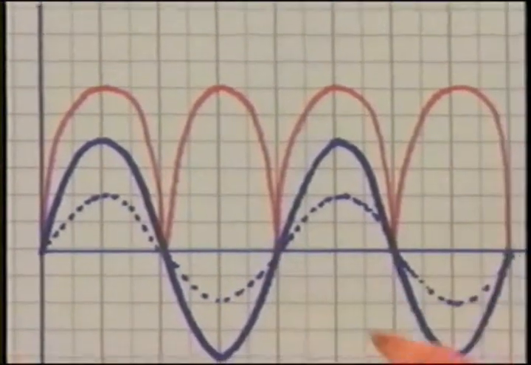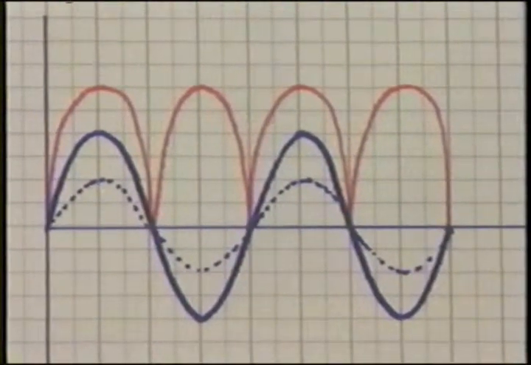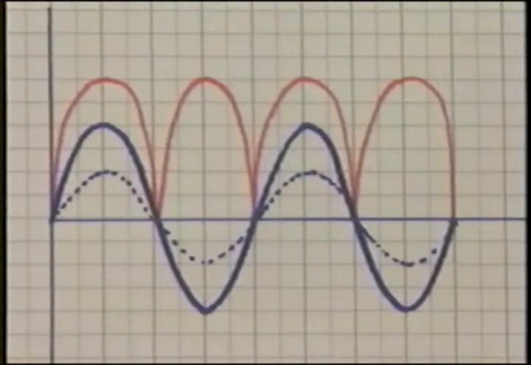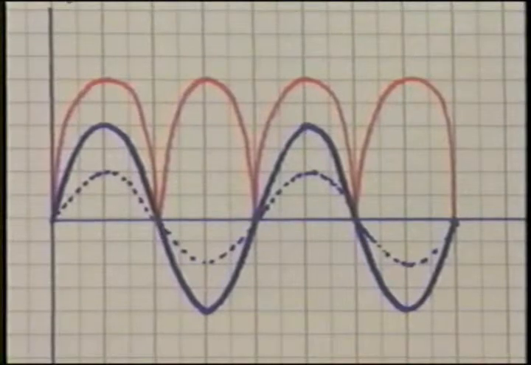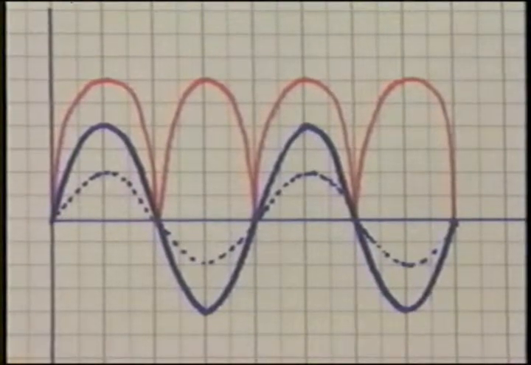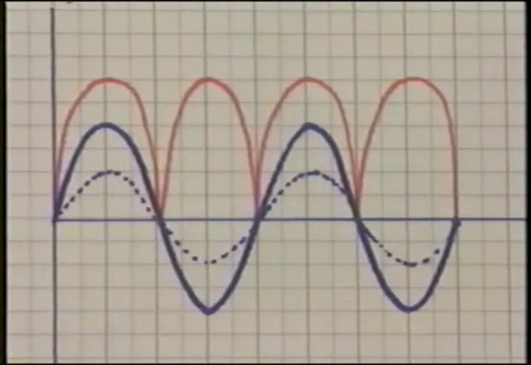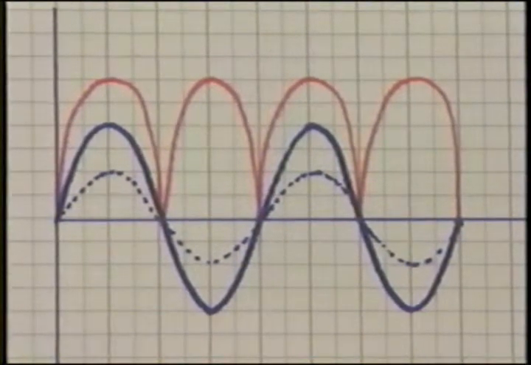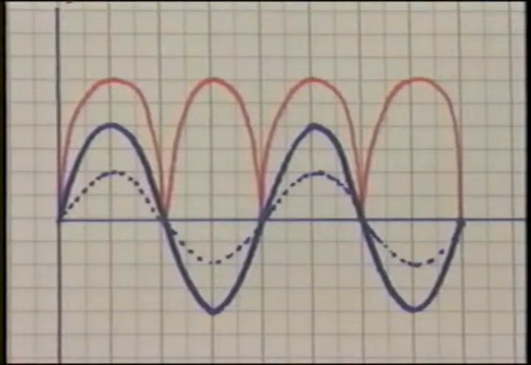In purely resistive AC circuits, that is, circuits without any inductance or capacitance, the voltage and current waveforms will intersect the zero axis at the same time and will reach their positive and negative peaks at the same time. When this happens, the voltage and current are said to be in phase. For these types of circuits, the entire power waveform will be above the zero axis.